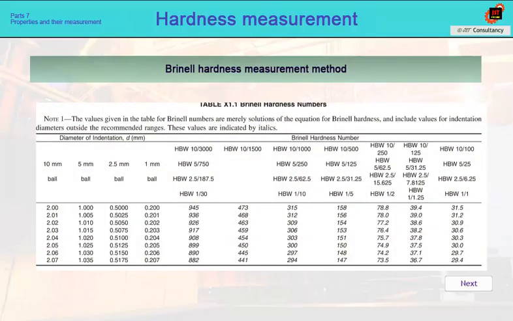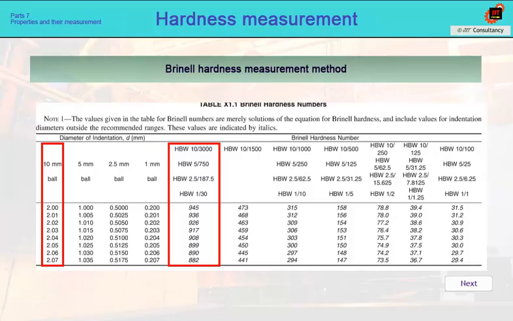In practice, however, we do not calculate anything like this. There are tables where, according to the measured indentation diameter, we get directly to the hardness value in Brinell units. One possible source is the table given in the ASTM E10 standard.